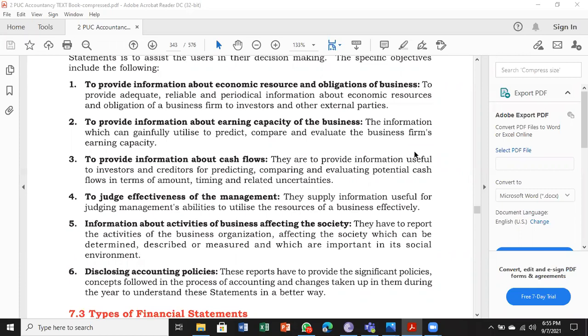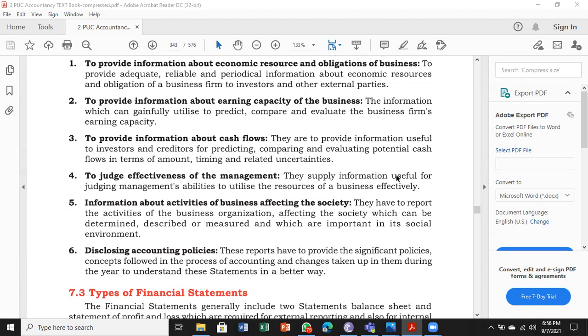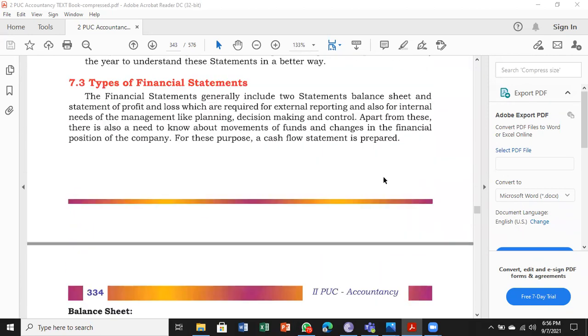Business is stopped, for example, during Corona period for 2 months, 3 months. So like that, all the information connected to 1 year about policies, major decisions, agreements, so many things connected to business, all have to be included therein. So these are the 6 objectives of the preparation of financial statements.